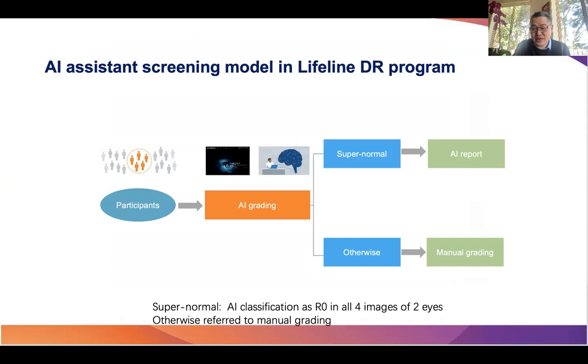So we use the AI algorithm as a triaging system. If the four images of a person are all normal and gradable, then we use AI to generate a report. Otherwise, if any abnormalities are identified or the quality is not good enough, as judged by the AI, it will be sent to manual grading.